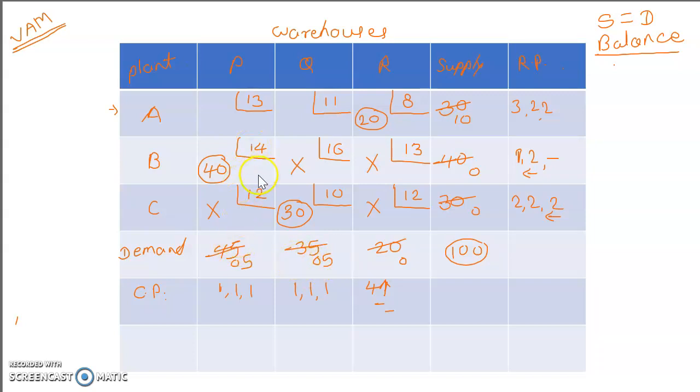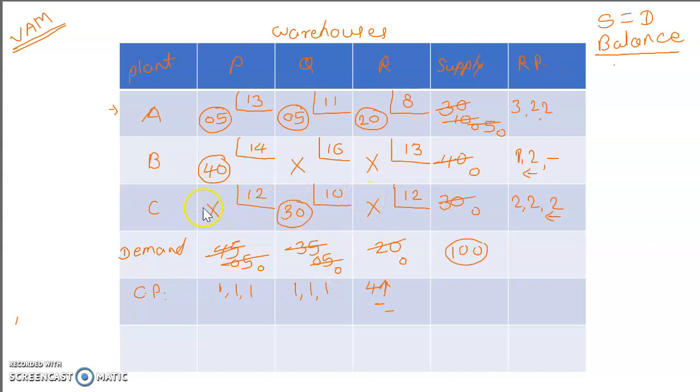Now, no need to calculate more penalties. Just observe the first column. In the first column, only one cell is remaining, so put this 5 in this cell. On the supply side the balance is 5. And for the second column, only one cell is remaining. The demand of that cell is 5. Available capacity is also 5. So put here 5. So we have finished with 0. Right now this is the final allotment.